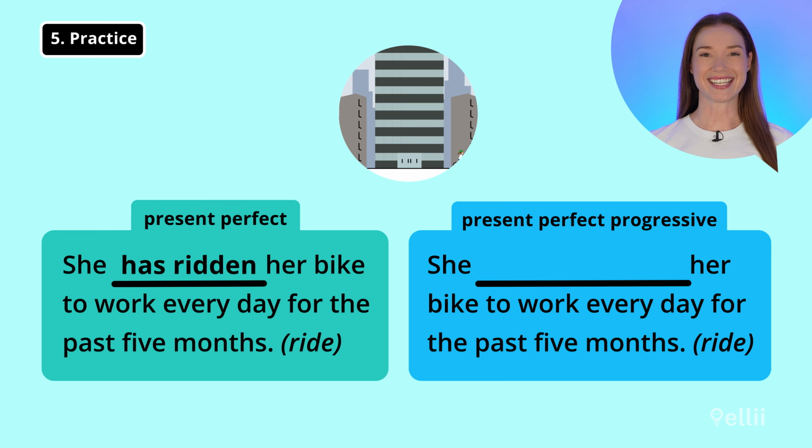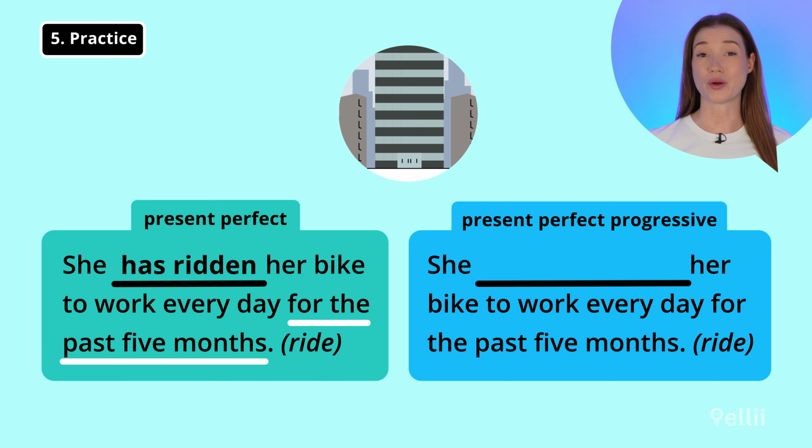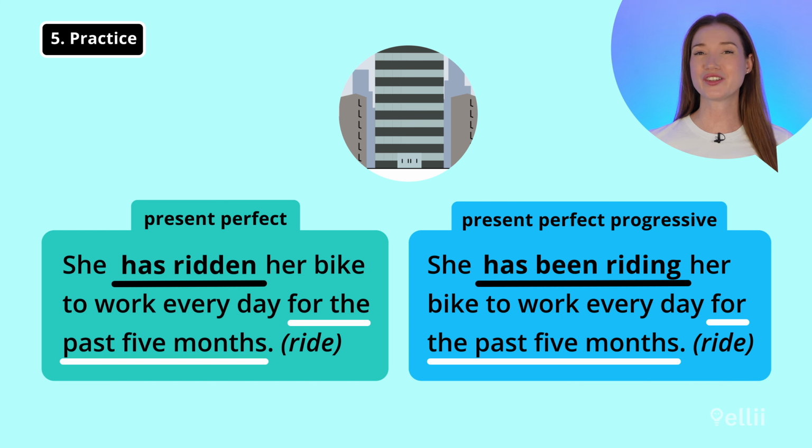The first sentence is, she has ridden her bike to work every day for the past 5 months. The emphasis is on 5 months ago until now, and you don't know if she'll keep riding her bike or if she'll start driving to work instead. The second sentence is, she has been riding her bike to work every day for the past 5 months. The emphasis here is also on the future. You know she'll keep riding her bike to work.